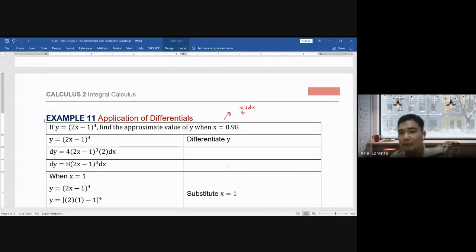Ano yung whole number near to 0.98 class? 1, sir. Yes, 1. Okay, ibig sabihin ang dx natin ay negative 0.02. Okay? Sige. Using approximation class, using differential, pakikuha kung anong value nito. Pakilagay sa comment section.